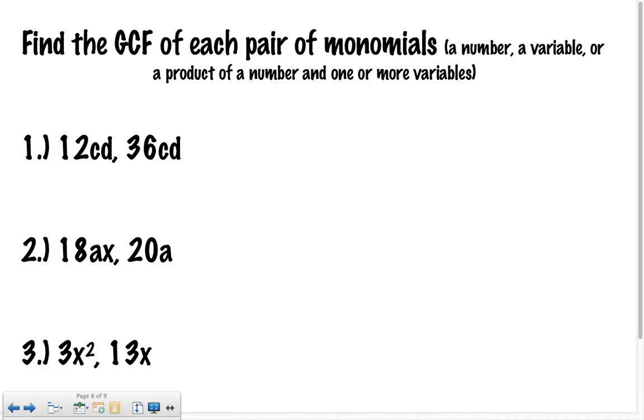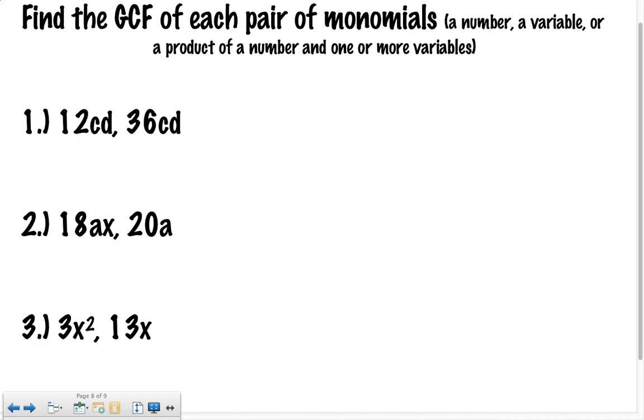We have finding the greatest common factor of each pair of monomials. So a monomial, again, is a number by itself, a variable by itself, or a product of a number and one or more variables. So a product of a number and a variable would be like 2x. And a product of a number and more than one variable would be like 2xy. So because 2 is multiplying with the x, that's a product of a number and a variable. And then when we add y, now we have 2 variables. So now it's a product of a number and 2 variables. So that's what that looks like. Or more variables for the part of that definition.